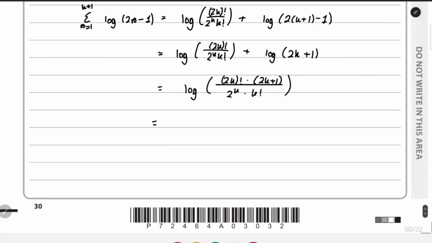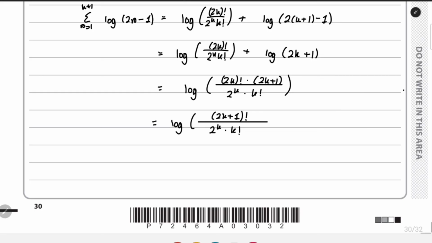Now we can write the top, so 2k factorial multiplied by 2k plus 1 is basically 2k plus 1 factorial. We can see this as an example. If 2k was 10 and I multiplied by 2k plus 1, which is 11, so 10 factorial into 11, this is basically 11 factorial, since we have 11 into 10 factorial, which is 10 into 9 into 8, and so on. This is 11 factorial. So we have log 2k plus 1 factorial divided by 2 to the power k times k factorial.